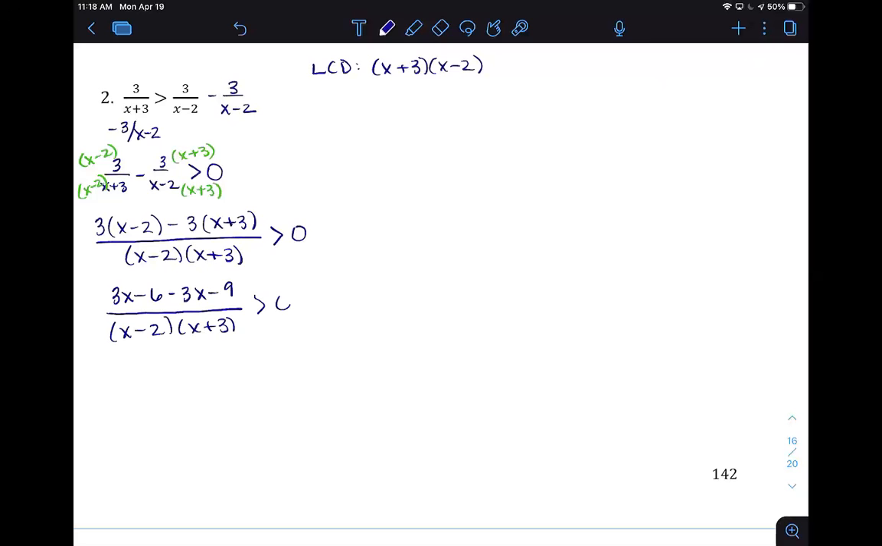is greater than 0. Combine like terms in your numerator. 3x minus 3x cancels. And negative 6 minus 9 is a negative 15 over the quantity of x minus 2 times x plus 3.